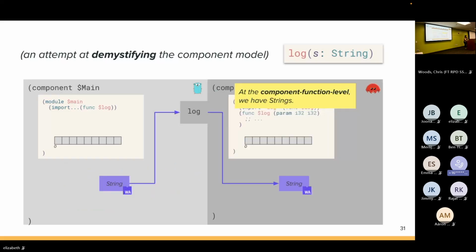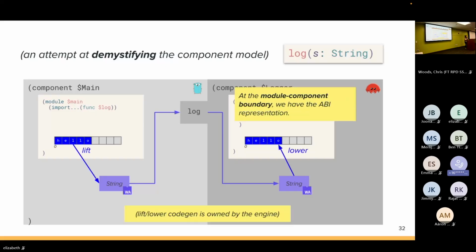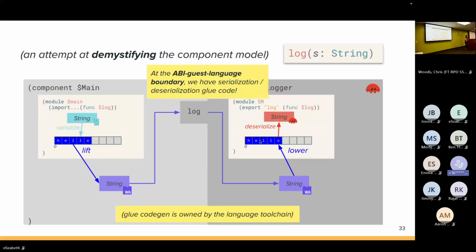So what about the types? In the component level, we see strings flowing. This is really like an abstract component level string, but really they're all stored within the memory of the core modules themselves. So the lift and lower code gen is owned by the engine itself. At the module component boundary, we have this ABI representation. Anytime you are passing a string, you would need to have that in your core module memory, and then it gets lowered into the target core module memory by the engine doing code gen for that.